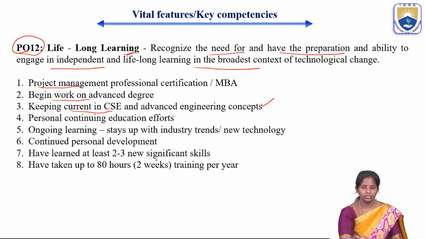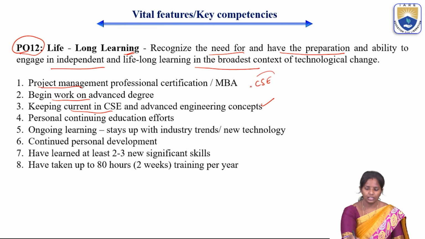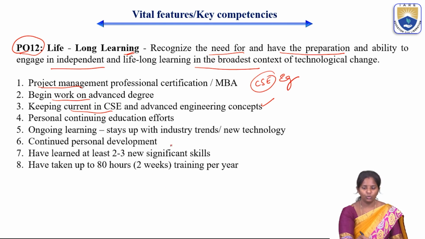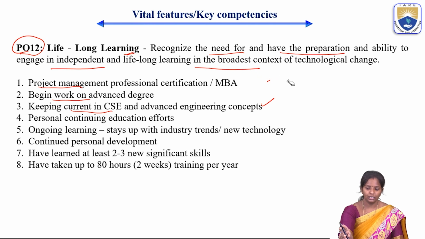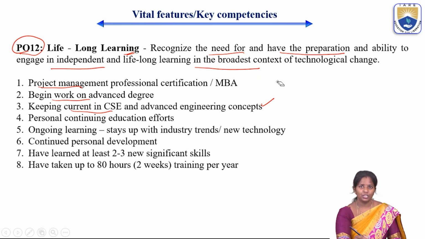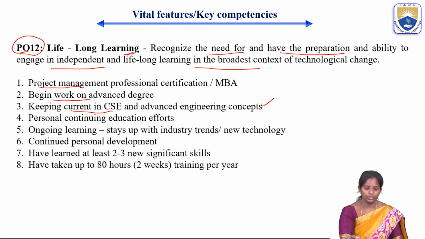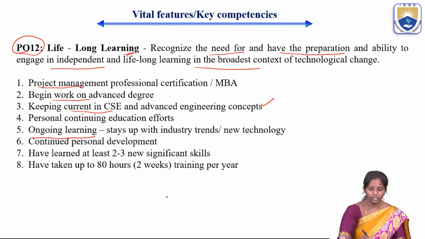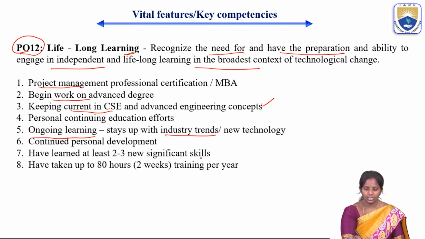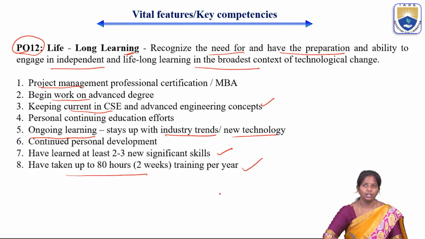So this is in concern with the CSE course that is being taken as an example. These are the different POs that are applicable for that particular course, and they will be mapped accordingly with the course outcome. Ongoing learning is also important with industry trends and new technology. One should learn at least 2 to 3 significant skills and take up 80 hours of training per year. So at least 2 weeks he has to go for some training.